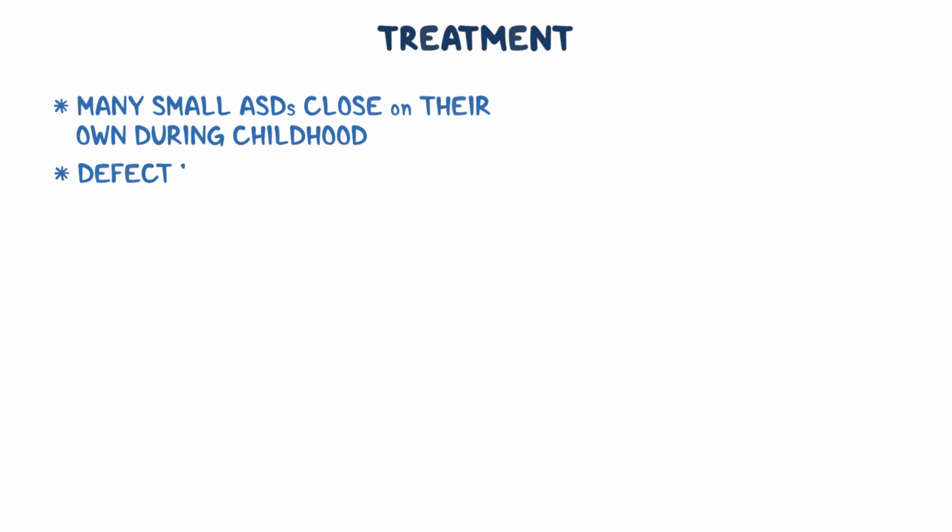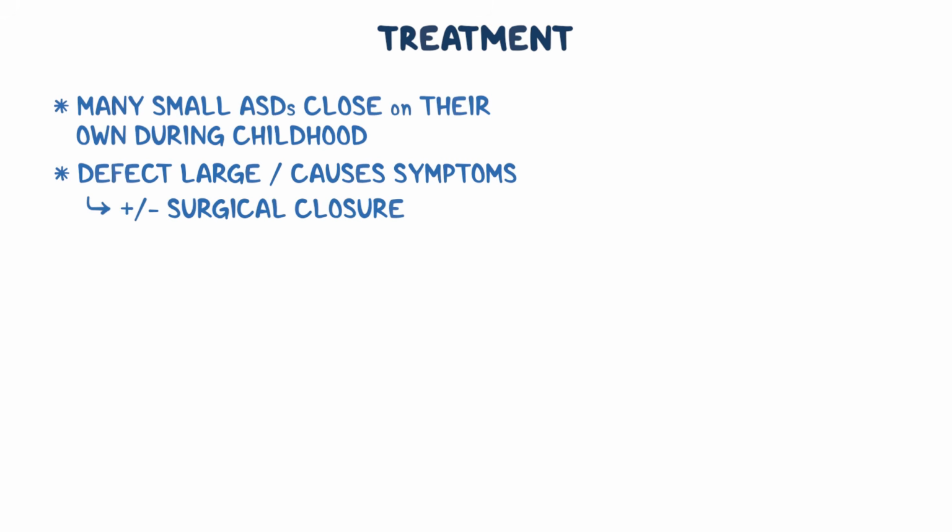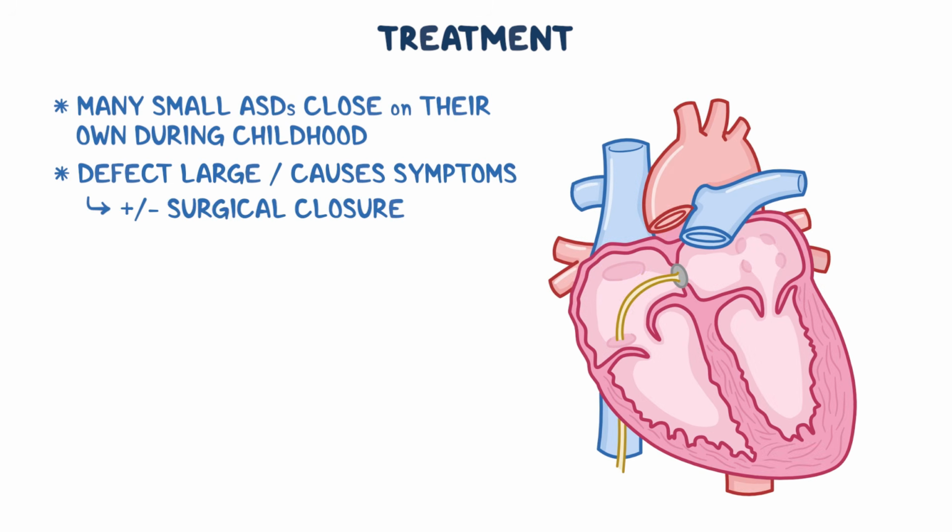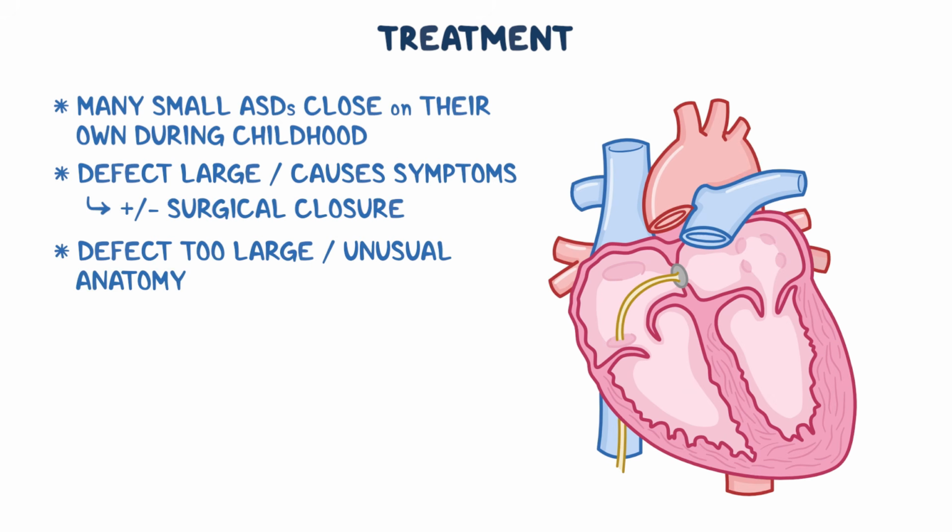Many small ASDs close on their own during childhood. But if the defect is large or causes symptoms, it might require surgical closure. A catheter-based device can be used to plug the opening, kind of like patching a hole in a wall. For defects that are too large or have unusual anatomy, open heart repair might be needed.